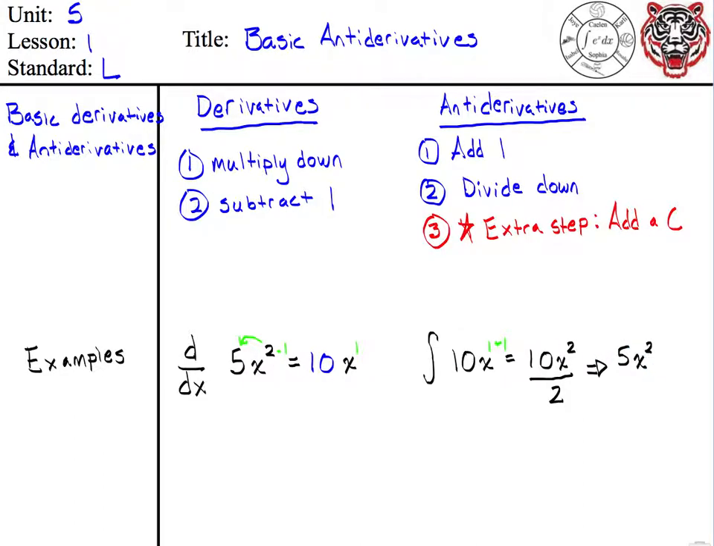Are we done? No. What do we need to do? Add a C. Add a C. There it is. Because this could have been 5x squared plus 2. You literally add a C. That is the answer. Something else.